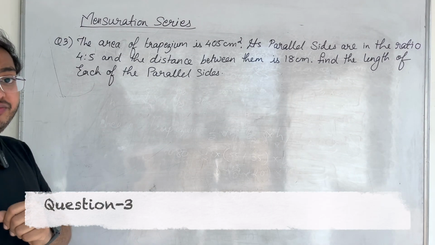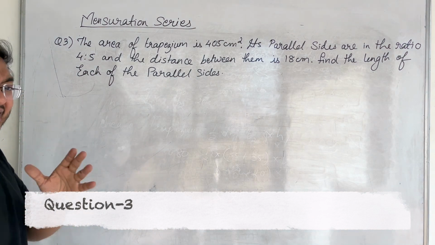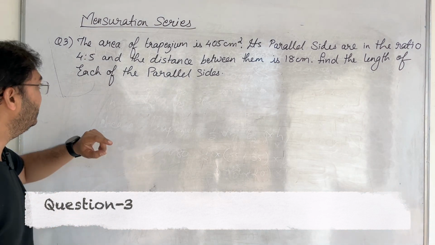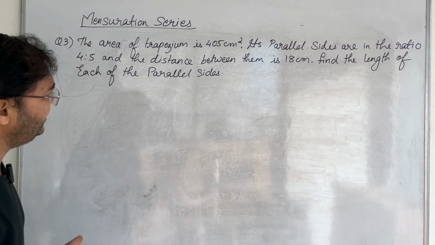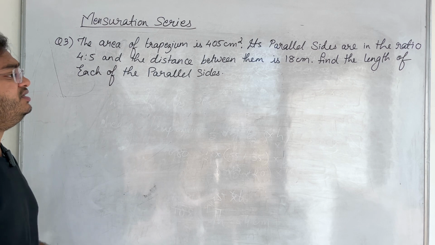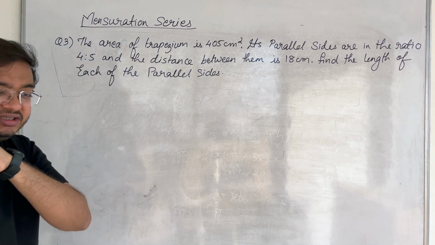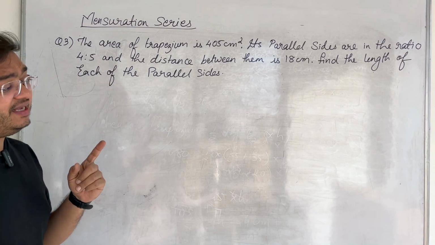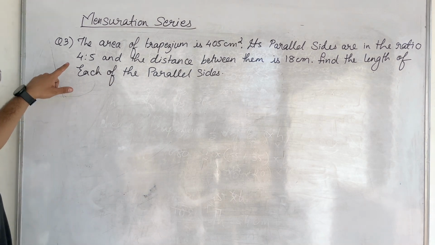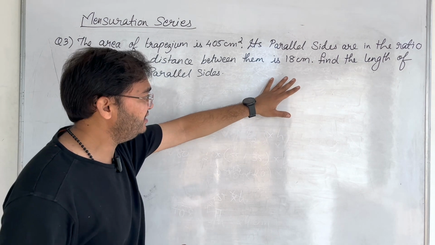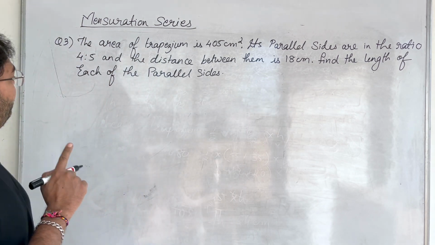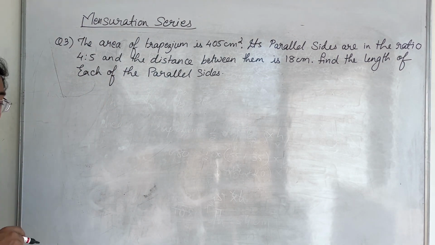Okay, so now here we are with the third question. Let's see what the third question says. The area of the trapezium, again it is given to us, that is 405 centimeter square, if its parallel sides are in the ratio. This is interesting. When the parallel sides are given in the form of a ratio, it is 4:5, and the distance between them, that means the height, is given as 18 centimeter. We have to find the length of each of the parallel sides.